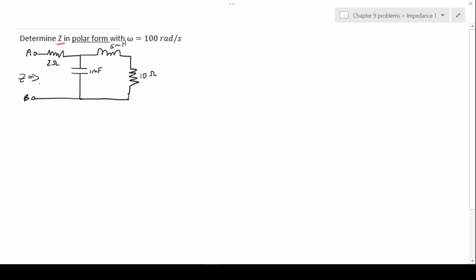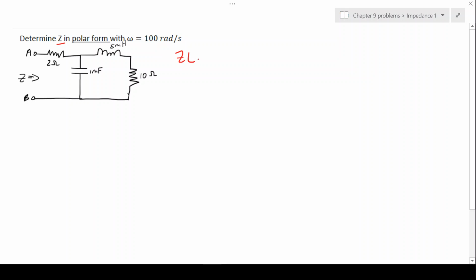So what we notice in the circuit first should be that we have resistors, we've got a capacitor and an inductor. So for us to determine the total impedance of the circuit, we need to get the impedance of the capacitor and the impedance of the inductor.